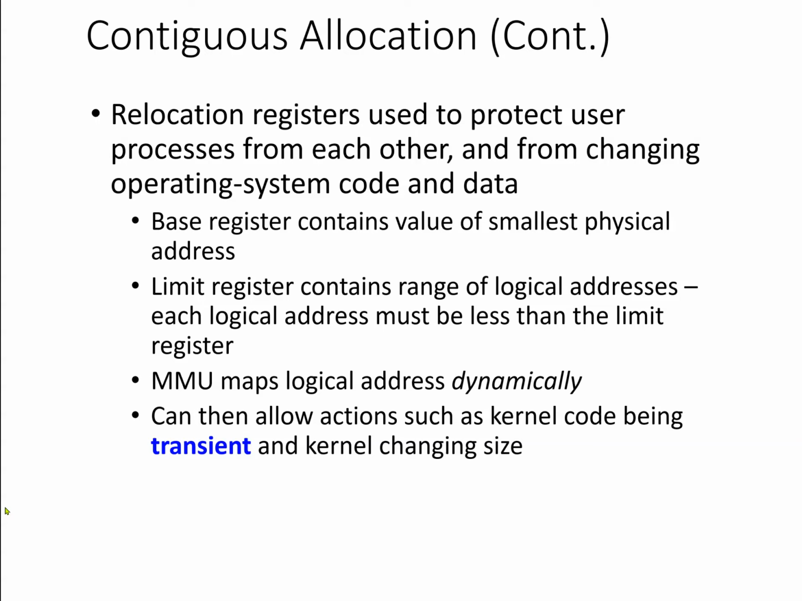Relocation registers were used to protect processes from each other and from changing operating system code and data. The base register contains the value of the smallest physical address. The limit register contains the range of logical addresses. The MMU maps logical addresses dynamically. You can then allow actions such as kernel code being transient and the kernel changing size.